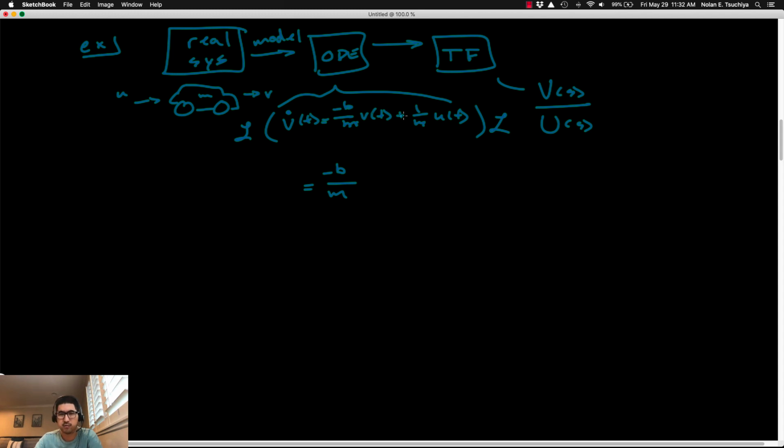Little v of t, the Laplace transform of little v of t, we're going to just apply the notation for that, which is basically to say the Laplace transform of little v of t is big V of s. So that's all you've got to do for that part of it. And then 1 over m, that's another scalar constant, but u of t is a function of time. The Laplace transform of little u of t becomes big U of s. So that's the Laplace transform of the right-hand side of this equation.